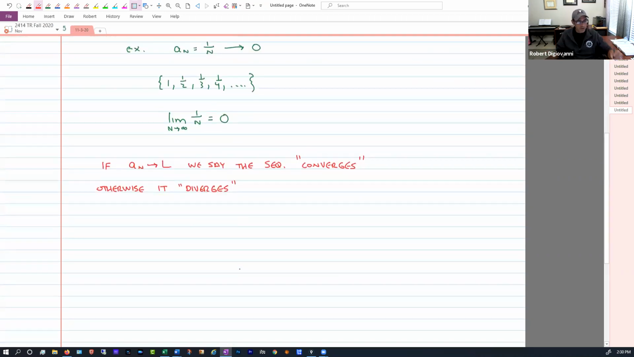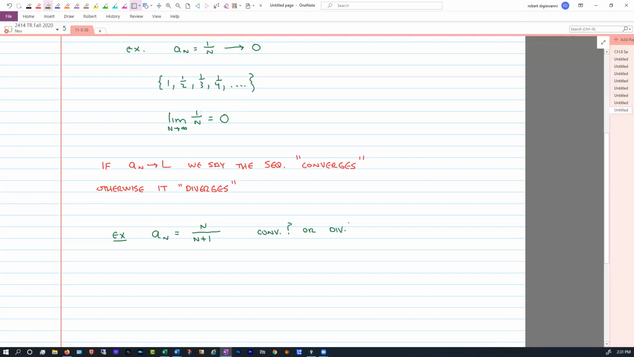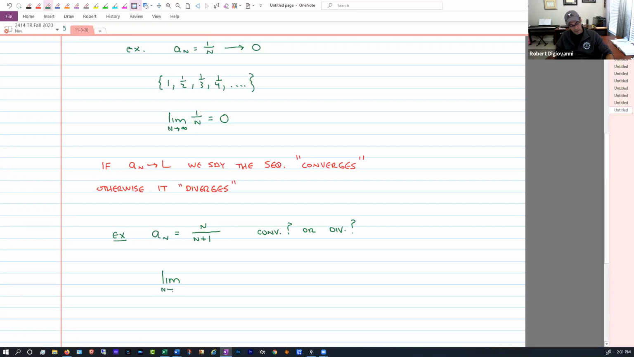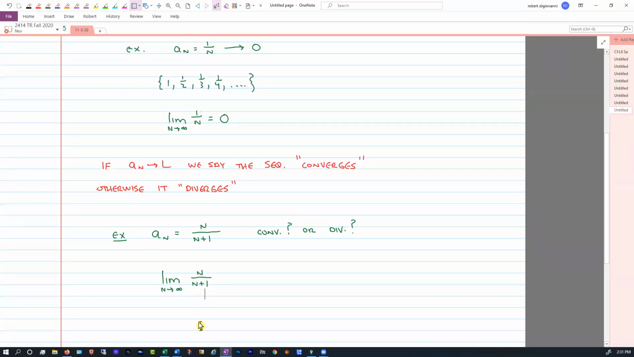So let me give you another example. How about this sequence? A sub n equals n over n plus 1. Does that sequence converge or not? So I'm asking, does this converge or does it diverge? I think it converges. Okay, so how would you show that? Limit as n goes to infinity of n over n plus 1. That's what you have to do. Okay, now what does that approach?